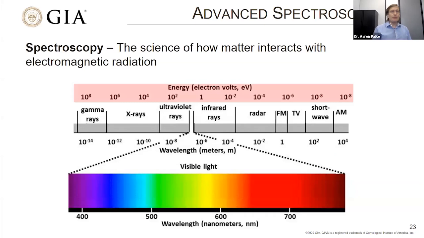So spectroscopy maybe is a little bit of a scary term, right? But spectroscopy just means the science of how matter interacts with electromagnetic radiation. And electromagnetic radiation is basically visible light. So it's all the light that we see every day, from basically 380 nanometer wavelength to about 780 nanometer wavelength. But this visible light is actually the same phenomenon as X-rays and gamma rays and radio waves and infrared rays. This is all electromagnetic radiation. So spectroscopy can involve measuring how any of these types of electromagnetic radiation interact with the gemstones that we're studying.